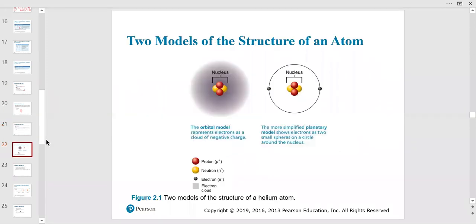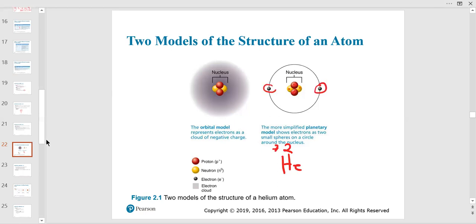But the key is the outermost shell. Like in this case, this could be helium, which has an atomic number of two. Helium is written like this, and the atomic number is two. So this is the atomic number, which gives you the number of protons. So in a stable helium, you have two protons, which I believe are red, two neutrons, which are yellow, and two electrons out in the shell.